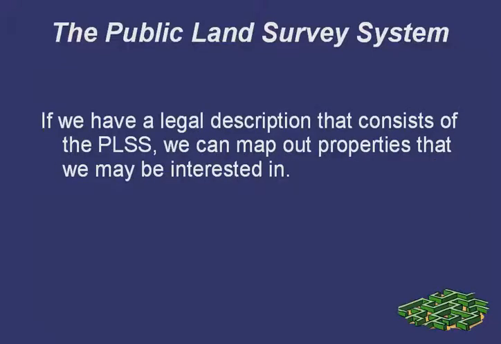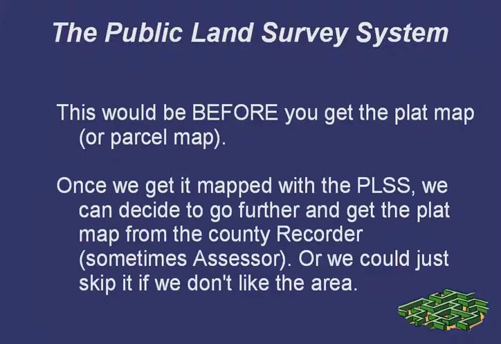So, if we have a legal description that consists of the PLSS, we can map out properties that we may be interested in. Again, remember, we're trying to figure out why all of this information would apply to us as far as tax sales. With the Public Land Survey System, this would be before you can get the plat map or even a parcel map. Once we've mapped it with the PLSS, we can decide to go further and get the plat map from the county recorder, sometimes the assessor, or we can just skip it if we don't like the area. Again, remember, this is your investing. You can decide where you want to go.